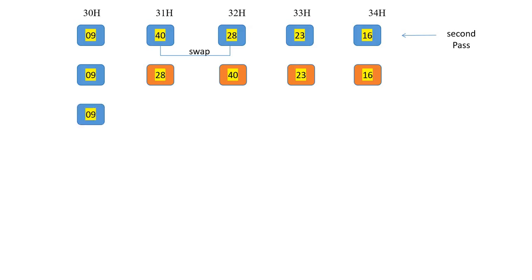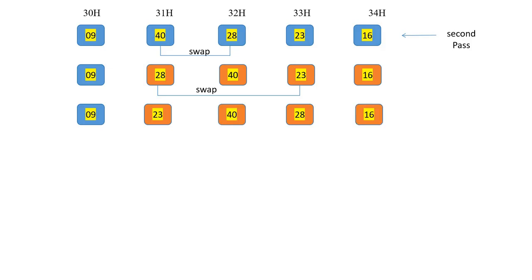Next, again 9 will not be compared because we are comparing the number present at the 31H location. So now at 31H, 28 is there. 28 will be compared with the number present at the 33H location, that is, with 23. So 28 is greater and 23 is smaller than 28. A swap is needed. 23 will come in the 31H location and 28 will come in the 33H location. The remaining numbers will remain the same.